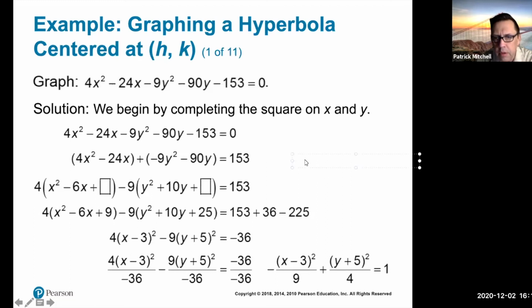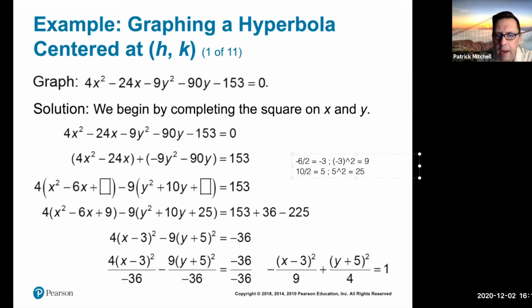Put it right there. Take the -6 and divide it by 2. That gives you -3. And then square the -3. And that gives you 9. Okay, so that's how they came up with the 9. And then you do the same thing with the y. Take the 10, divide it by 2, which gives you 5. And then take the 5 and square it, and that gives you 25.